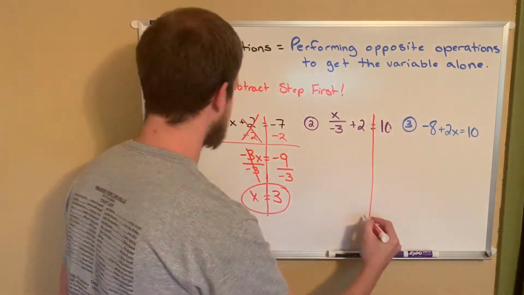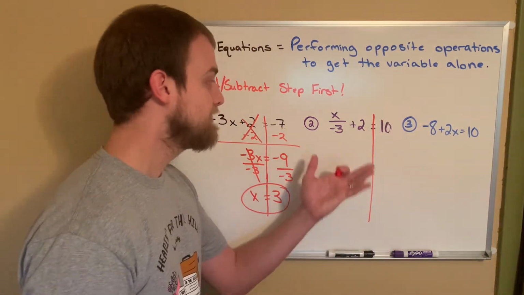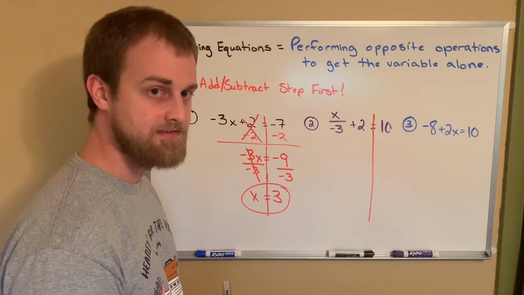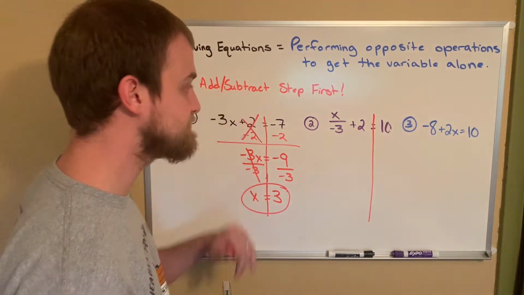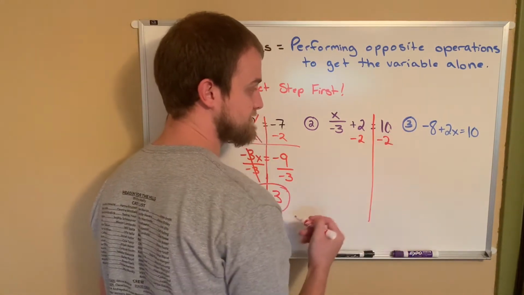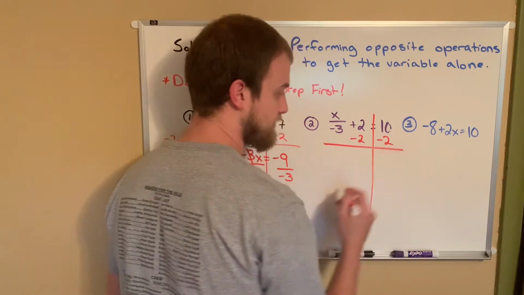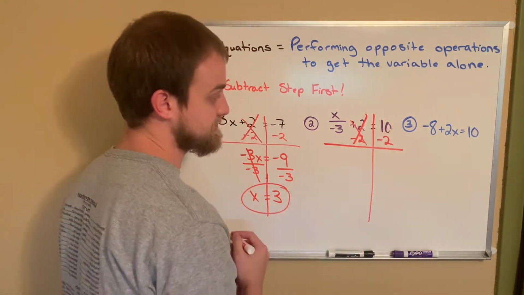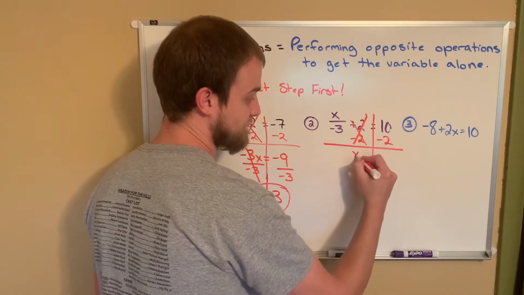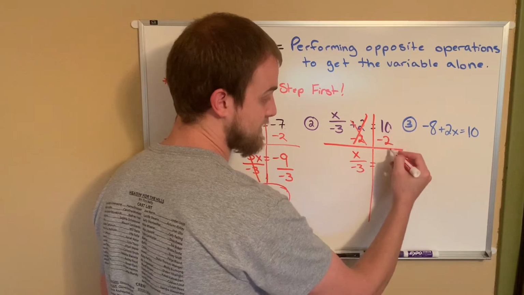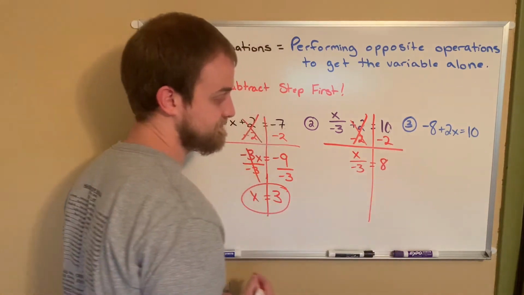Let's take a look here. My choices are -2 or times -3. Well, again, we're going to try and do the add-subtract step first. Why don't we do our -2 first? And we'll go from there. Well, my plus 2 and my -2 will cancel out. So on my left side, I'm left with x over -3 equals 10 minus 2, which is 8.